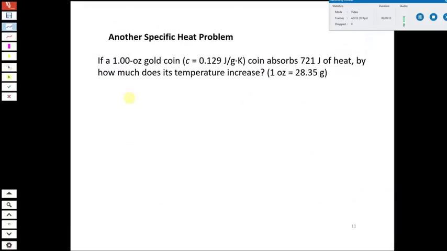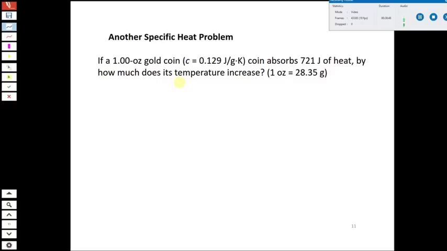Let's do one other one here just to see some other variations on this. All right, so here we go. So here we're going to actually determine what the specific heat capacity is. So we have the ability to do that now. So if we have a 1 ounce gold coin, which has a specific heat capacity of 0.129 joules per gram Kelvin, we notice that for this metal it's very low, so metals typically have low heat capacities compared to water. If it absorbs 721 joules of heat, by how much does its temperature increase?